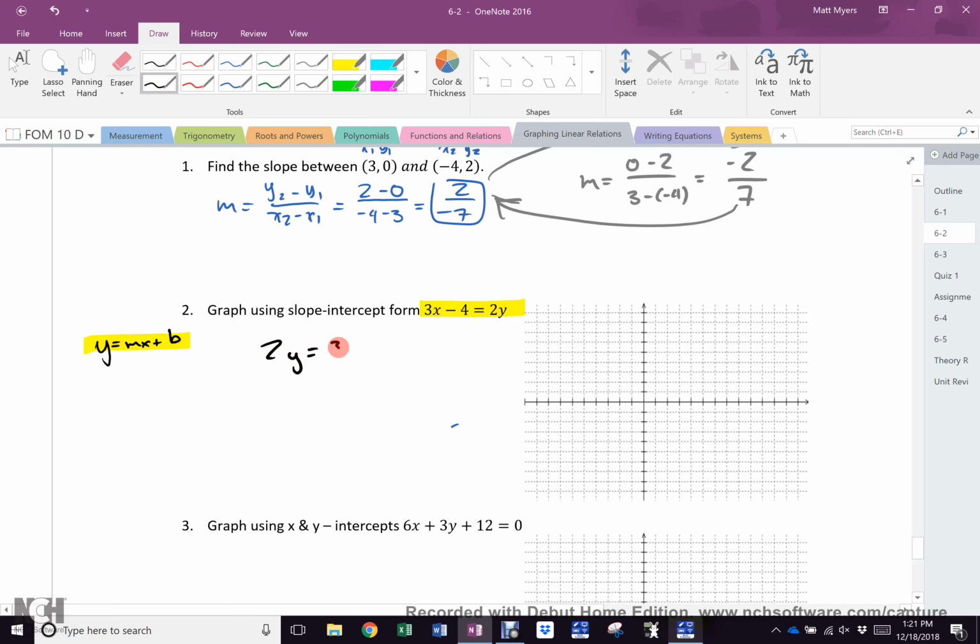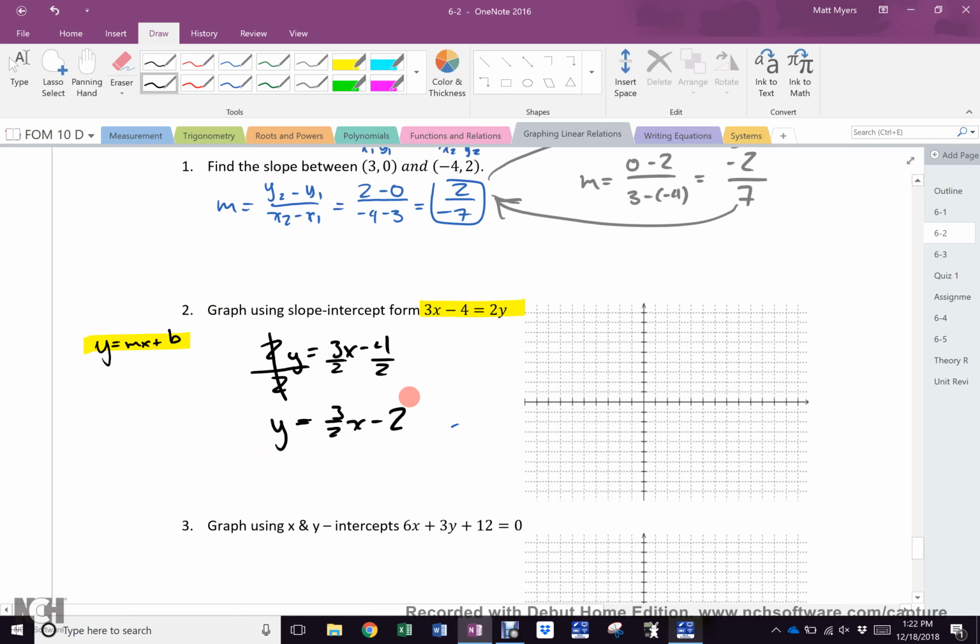X-intercepts. What is every single X-intercept in the entire universe? X, 0. What is every single Y-intercept in the entire universe? 0, Y. That is an X value. X. What do you see there? 6X. 6X plus 3 times what? 0 plus 12 equals 0.